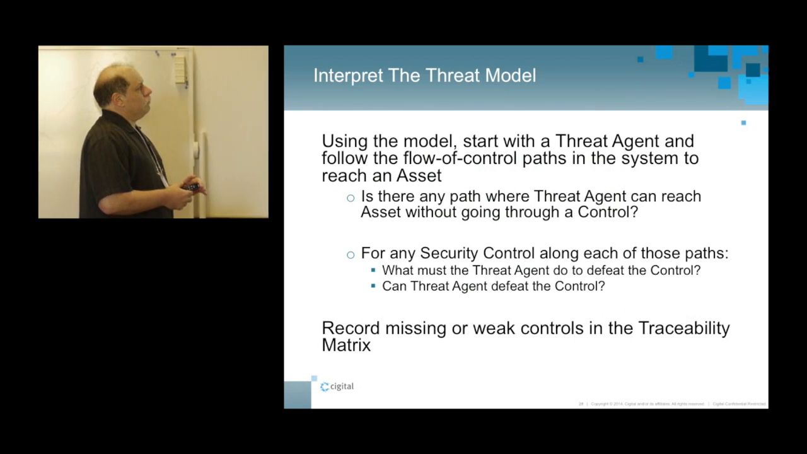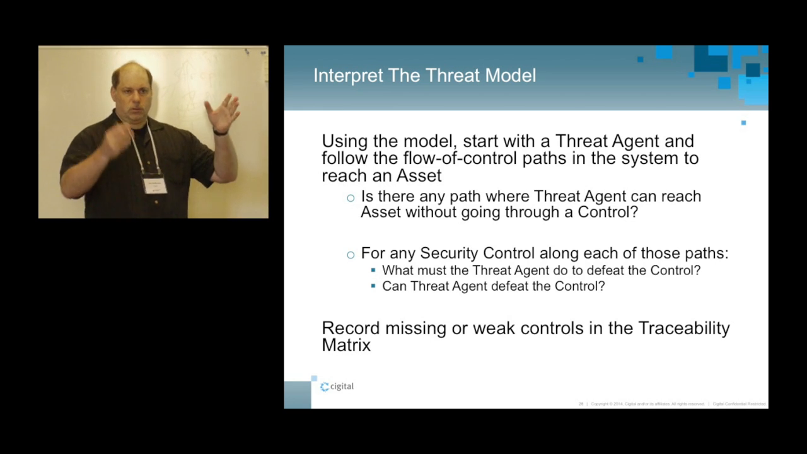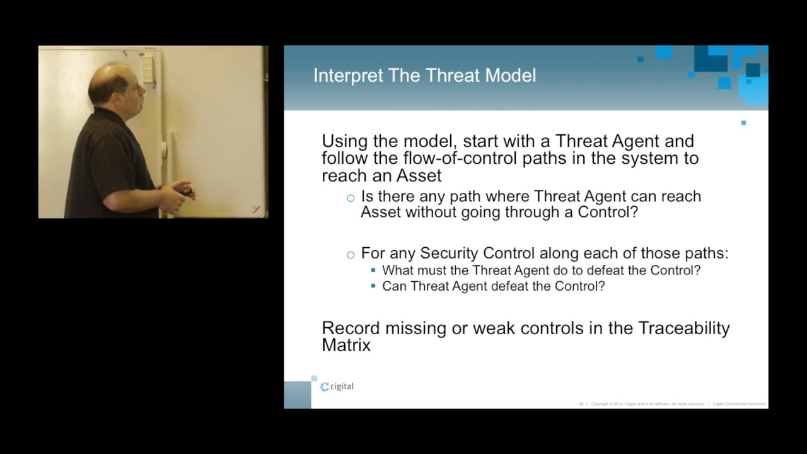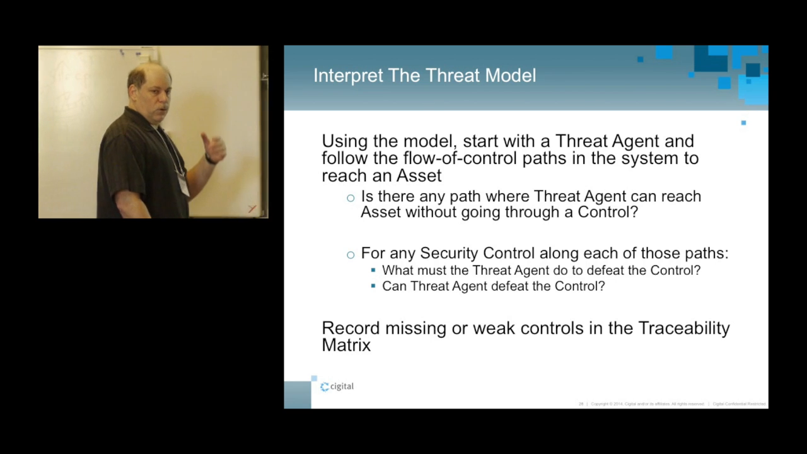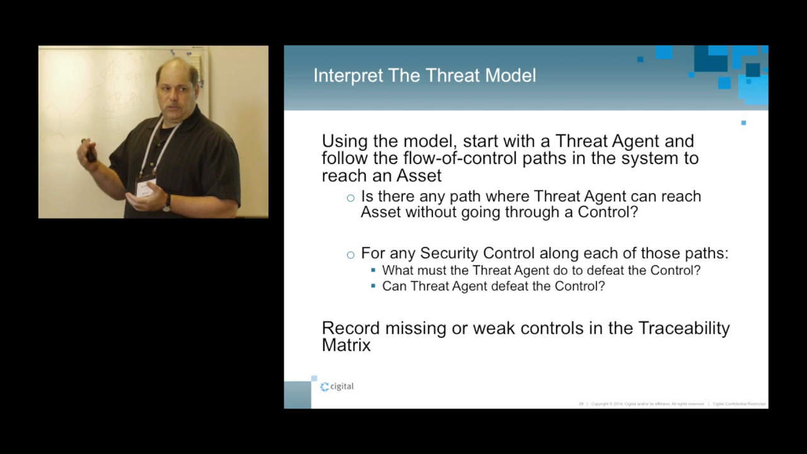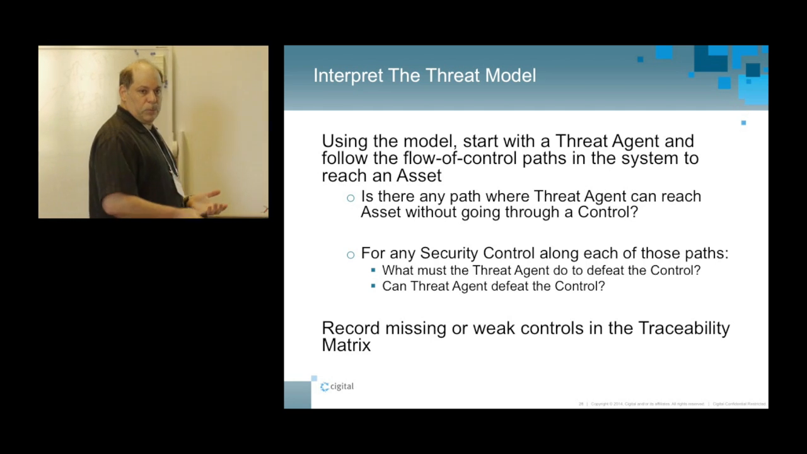The interpreting of the threat model is, we've got threat agents identified, assets, controls, components. The interpreting of the model is, it's a gigantic for loop. For each threat agent trying to get to some asset, is there a control that's going to not allow that access to happen? And it's the thought process you're going to go through.